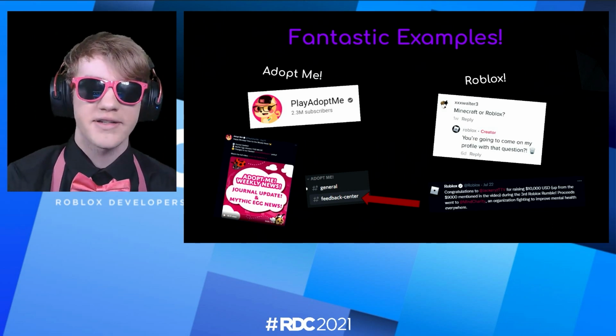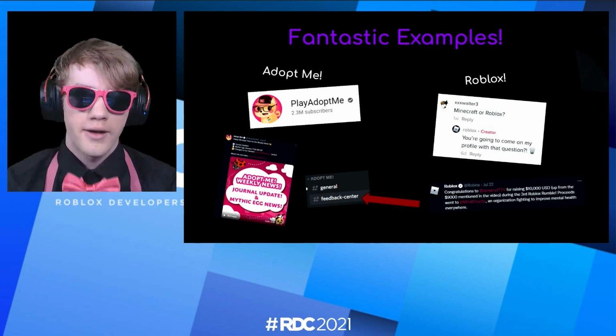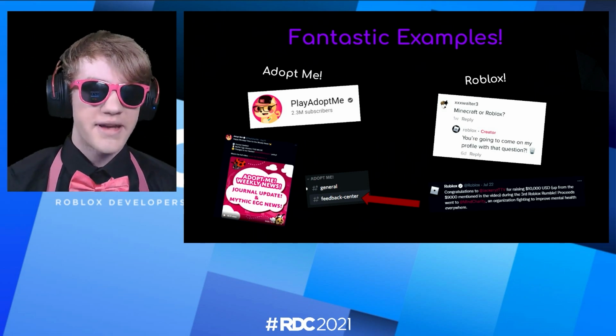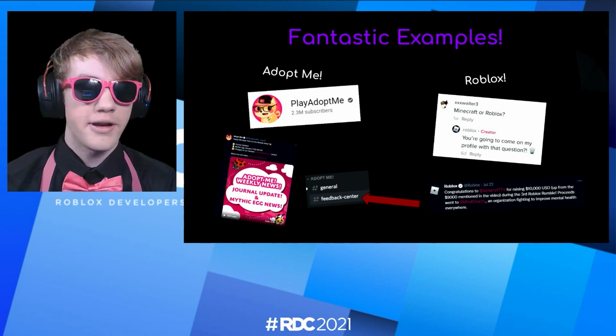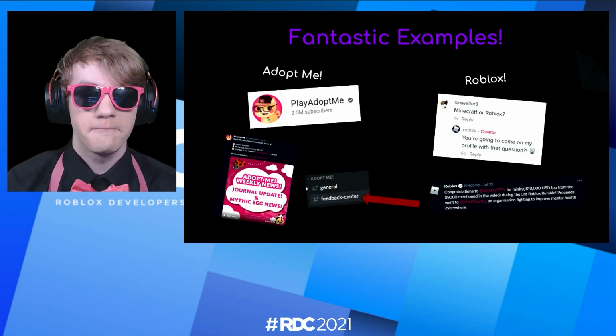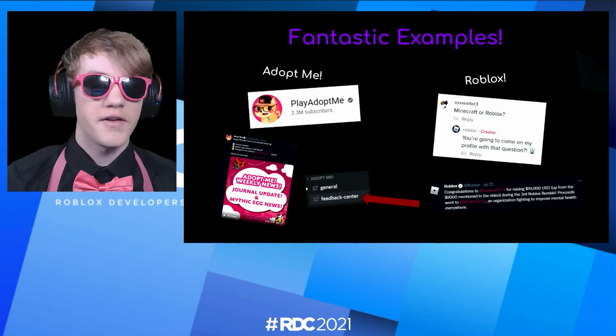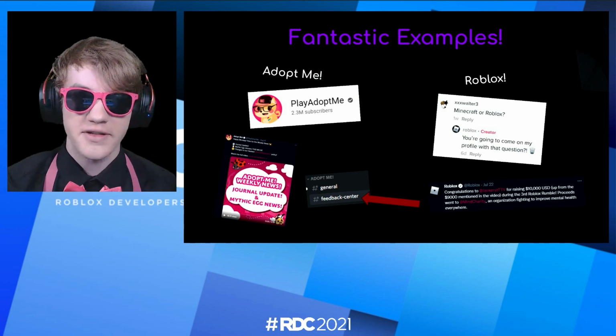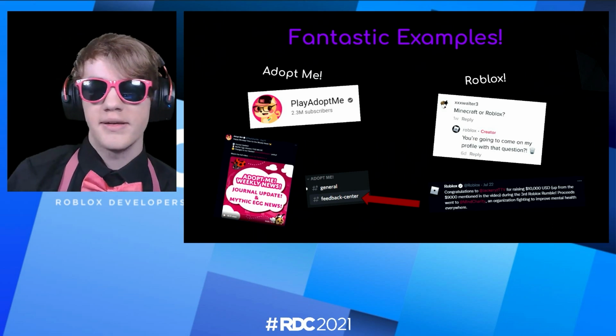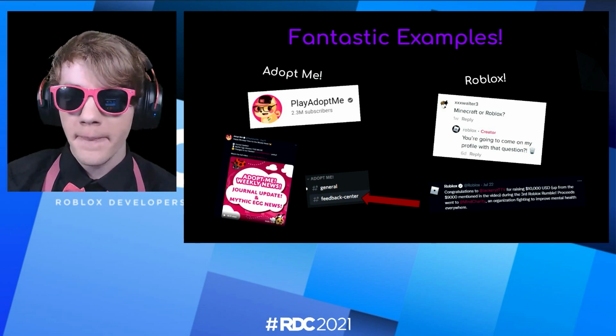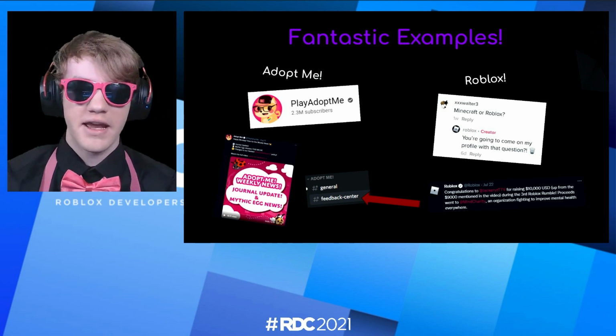I use Twitter here as an example because they also like to shout out and bring attention to community events, events that aren't really organized or funded by them, but rather the community themselves. And I think that's really awesome and keeps them engaged. So yeah, those are some fantastic examples.